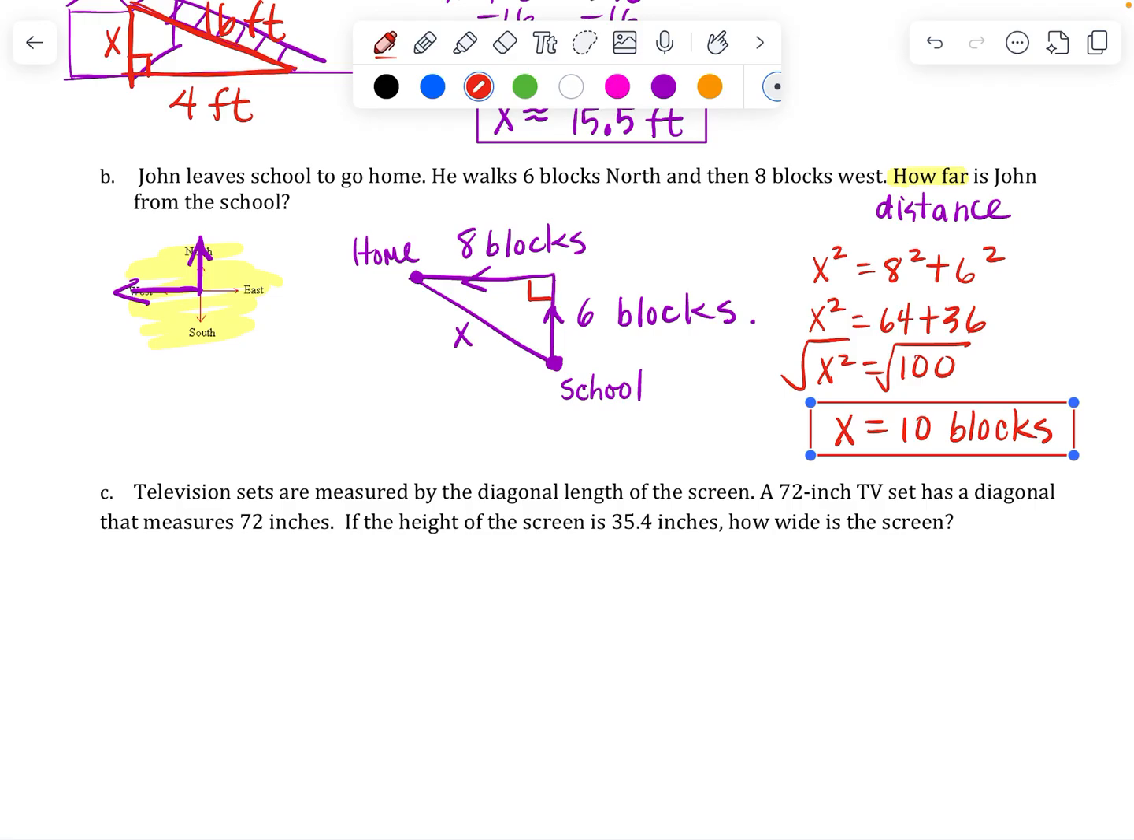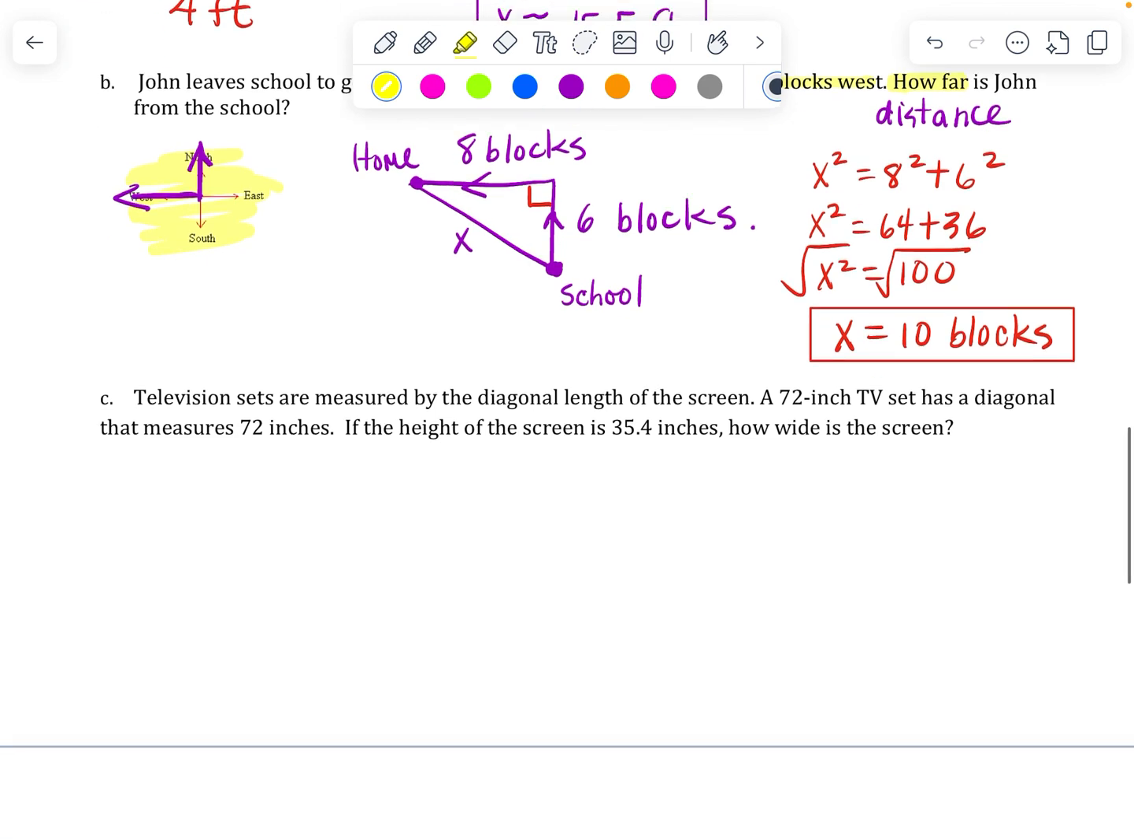So again, kind of just put your pencil at a starting point and do what the words tell you. Go north, then go west, which means you're going up, then you're going left, and complete it with a triangle. Draw a hypotenuse in. That's anytime you have directions involved in the word problem.